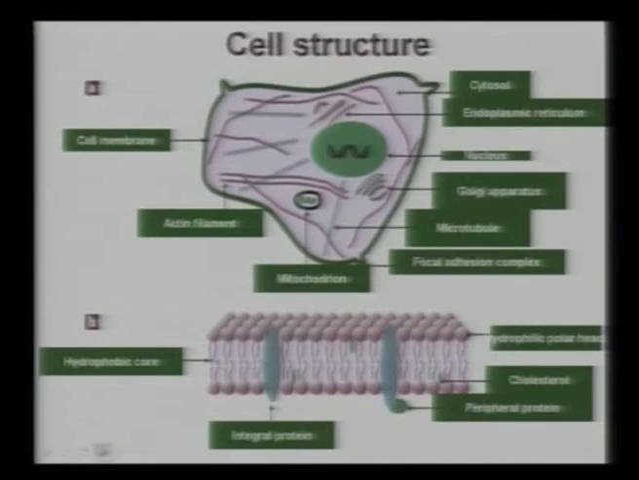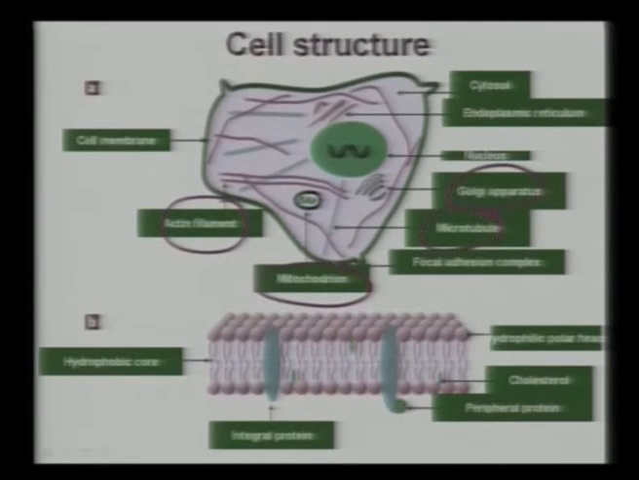Now this shows a very schematic picture of the cell, and here it shows clearly the three important components of the cytoplasm, that is the cytoskeleton: actin filament, microtubule, and intermediate filament, and all the other most important cellular organelles like the Golgi apparatus as well as mitochondria, everything is mentioned here.